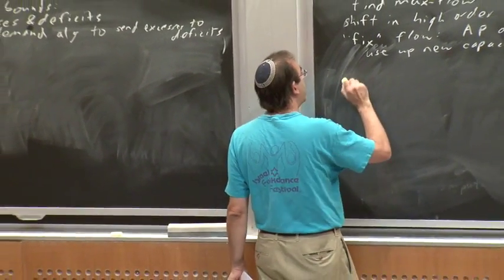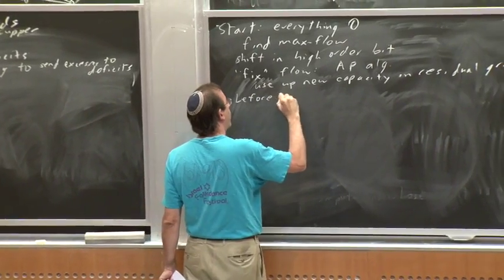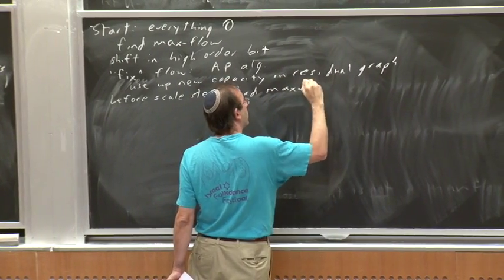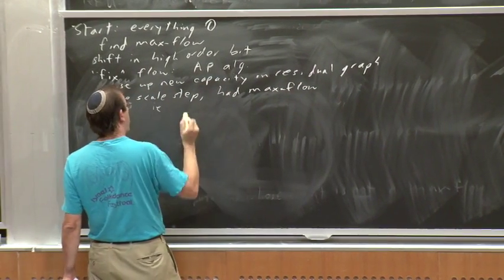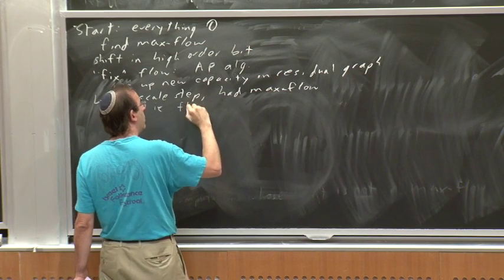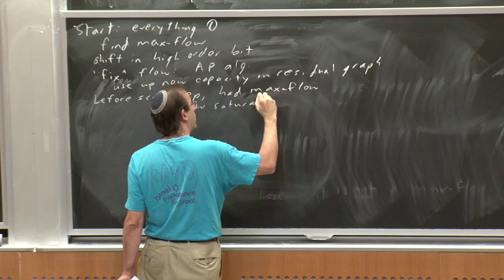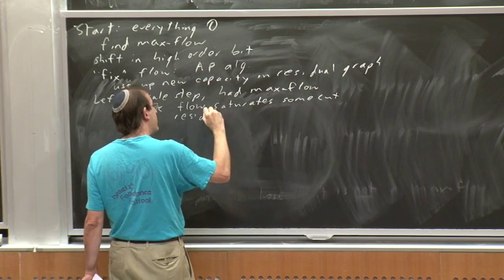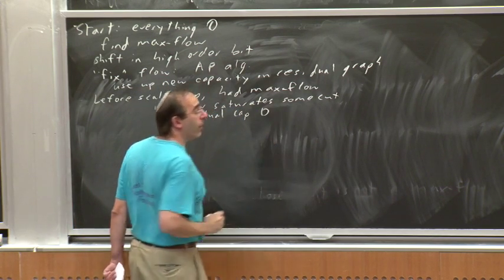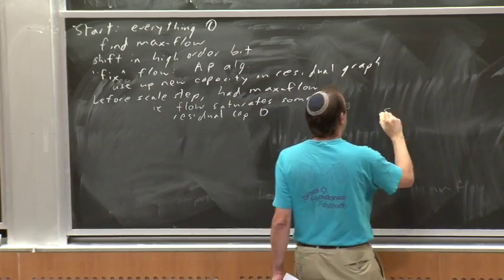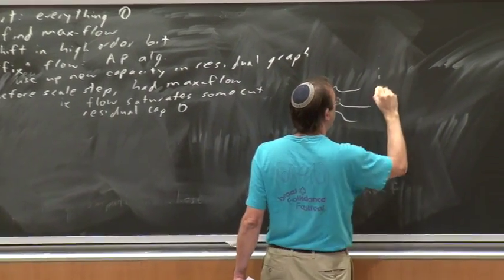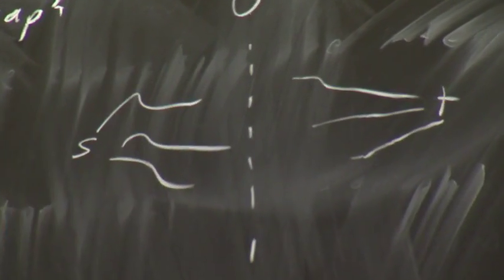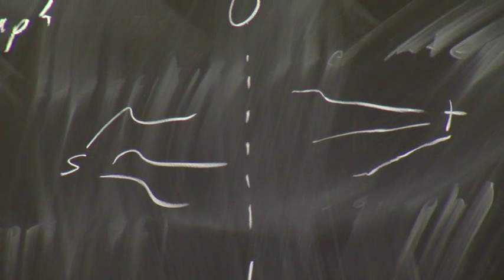Okay? So the key thing to notice is that before the scaling step, we had a max flow. Which, as we saw at the beginning of class, means that the flow saturates some cut. Which is to say that the residual capacity of some cut is 0. Okay? So we had some arbitrary flow, but there's some cut where we had 0 capacity in the residual graph.